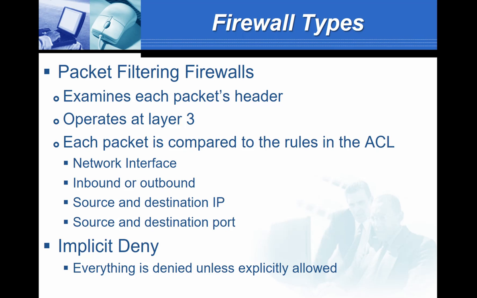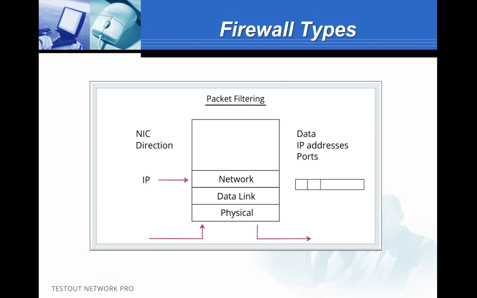Then we have an implicit deny. Everything is going to be denied unless it's explicitly allowed. So you're allowed to do this, you're allowed to do this, you're allowed to do this. If you don't meet any of those rules, you're not getting out. So here we have the packet filtering again. It's looking at the network layer to see what's going on here. Then remember the packets actually are distributed in the transport layer and the data link layer over here before it gets to the physical layer where it actually goes out in the internet.